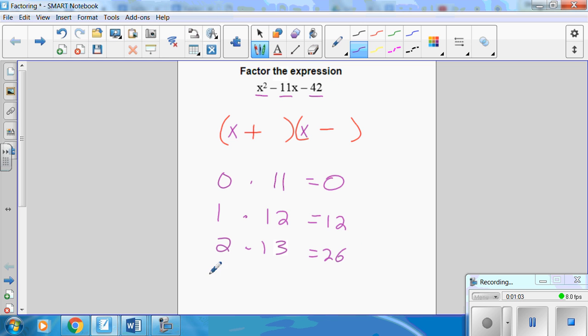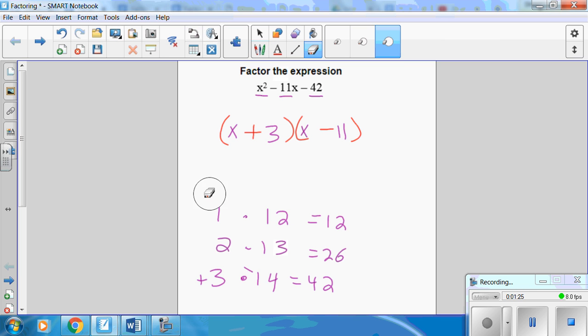So let's keep going. 3 and 14, they are 11 apart, and 3 times 14 is 42. So we know we found the numbers, 3 and 14. Now, if I want negative 11, we need the 14 to be negative and the 3 to be positive. So let me plug that in here. And so now we should have it factored. But let's go through it and make sure.